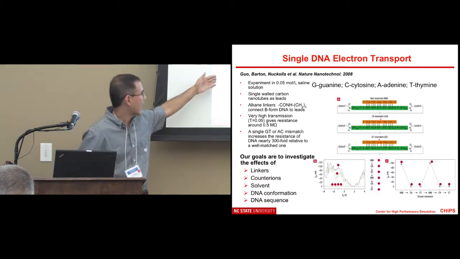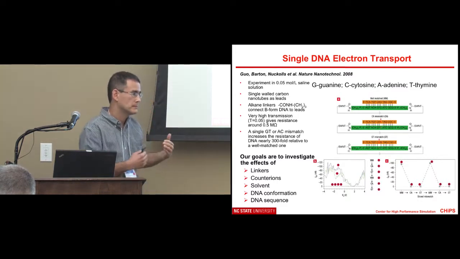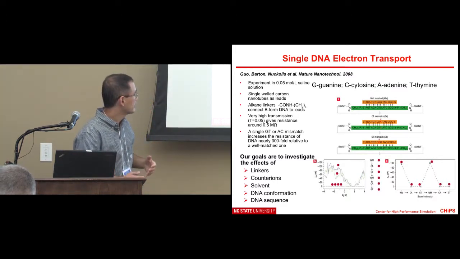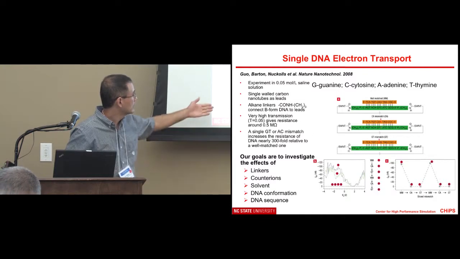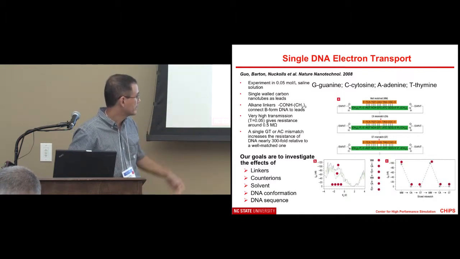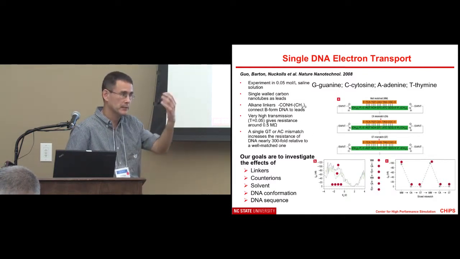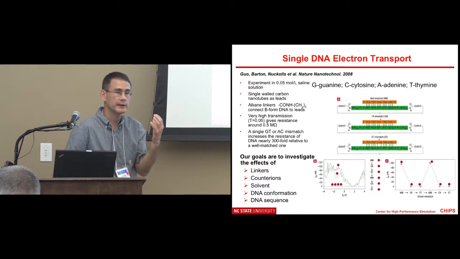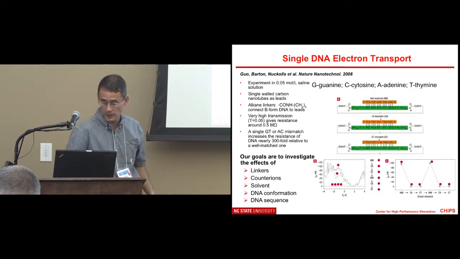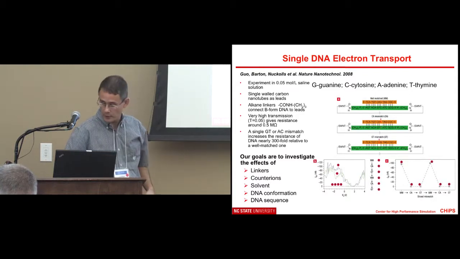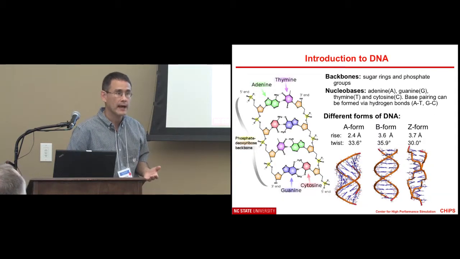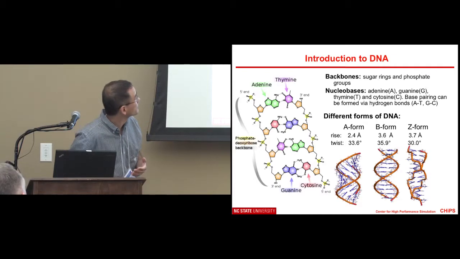Possible reasons: how you link to the DNA strands, the type of counter ions, solvent, is it dry DNA or is it solvated in water? The conformation and sequence, DNA is very flexible, so it can be bent or twisted in various ways. How does that affect the electron transport properties? So we wanted to look at these computationally to try to narrow down what was the largest effect.